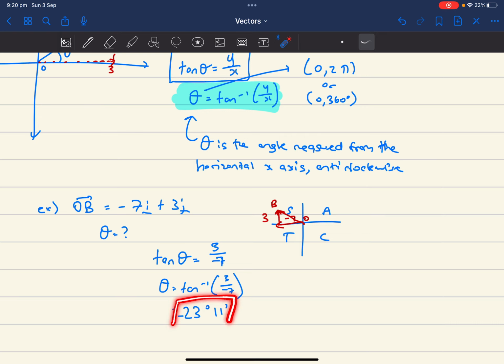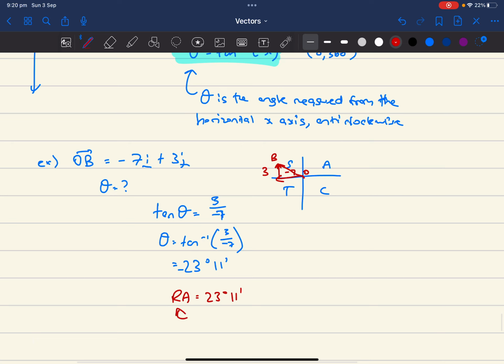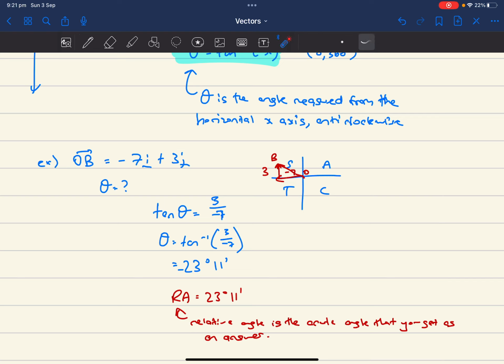So what you do when you have something like this is, my relative angle in this case is 23 degrees 11, right? When you find the relative angle, it is just the acute angle that you get as an answer. So it doesn't matter if it's negative or positive, I just care if it's acute or not, and I'll use that to basically find my answer, right?